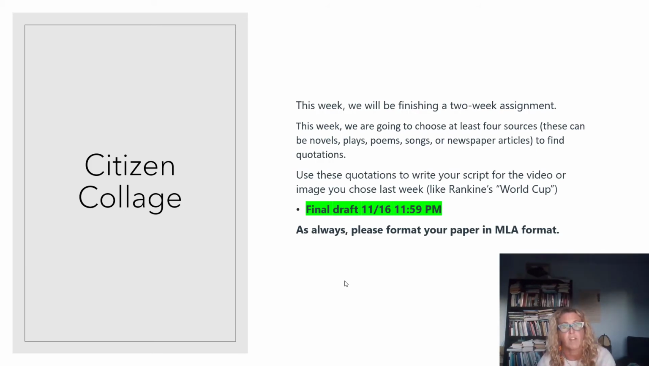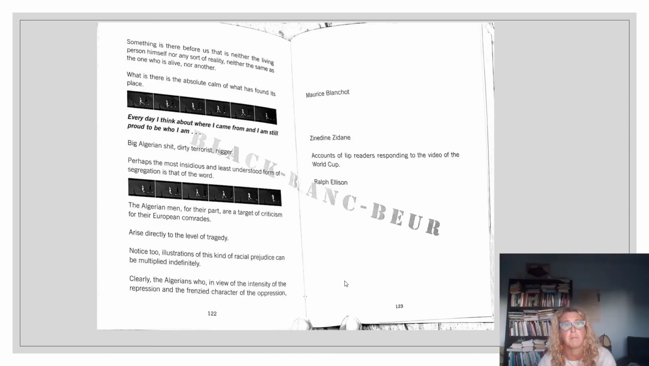It's only a collage of other people's words. And you need to post that by 11:16 at 11:59 p.m. So just as a reminder, Claudia Rankine's text had these quotations on the left-hand side, right? And then the person who wrote it on the right-hand side. You are welcome to lay it out this way, or you can lay it out any way that you'd like. You do need to include the image or video in some way in what you turn in, okay?